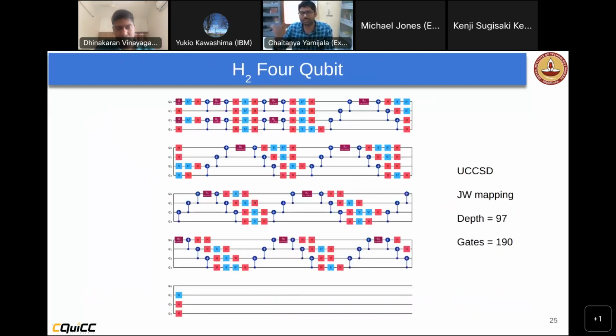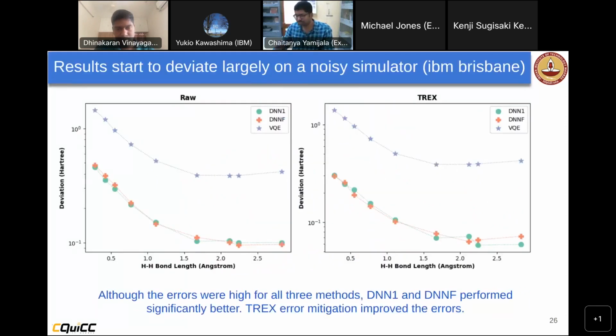So we went on and studied even the 4 qubit case, where the depth has now increased to 97 and the gates have increased to 190. In this case, when we performed the error mitigation corrections, you can clearly see that the errors, even for the DNN and DNNF, are still in the order of 0.1 Hartree or so.